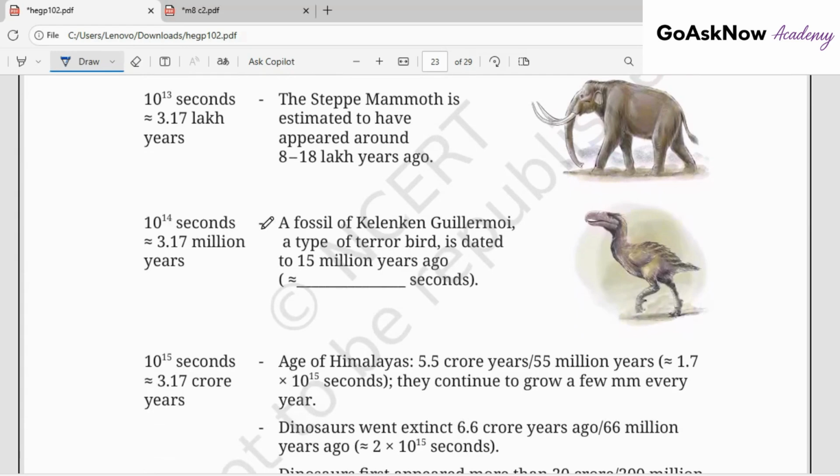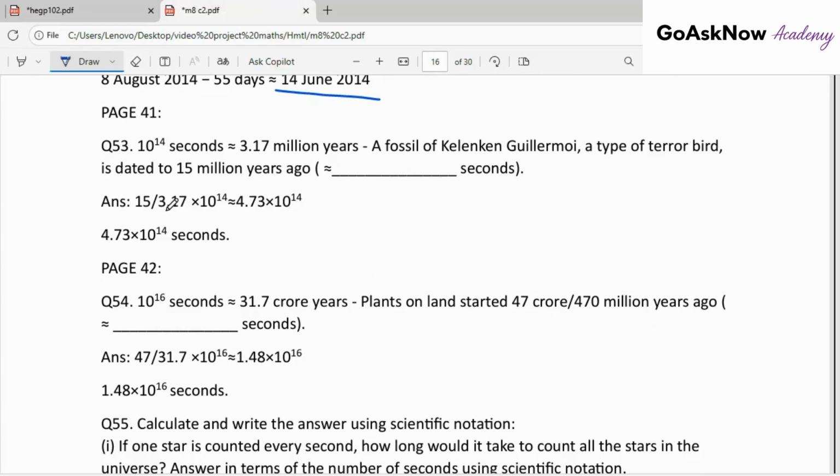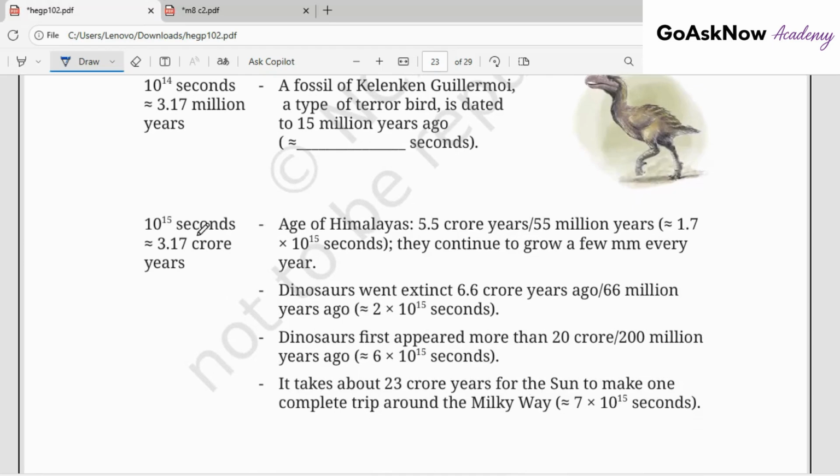10 power 14 seconds is 3.17 million years. The fossil of Kelenken guillermoi, a type of terror bird, is dated to 15 million years ago, which is 15 divided by 3.17 into 10 power 4, equal to 4.73 into 10 power 14 seconds. 10 power 15 seconds is 3.17 crore years.